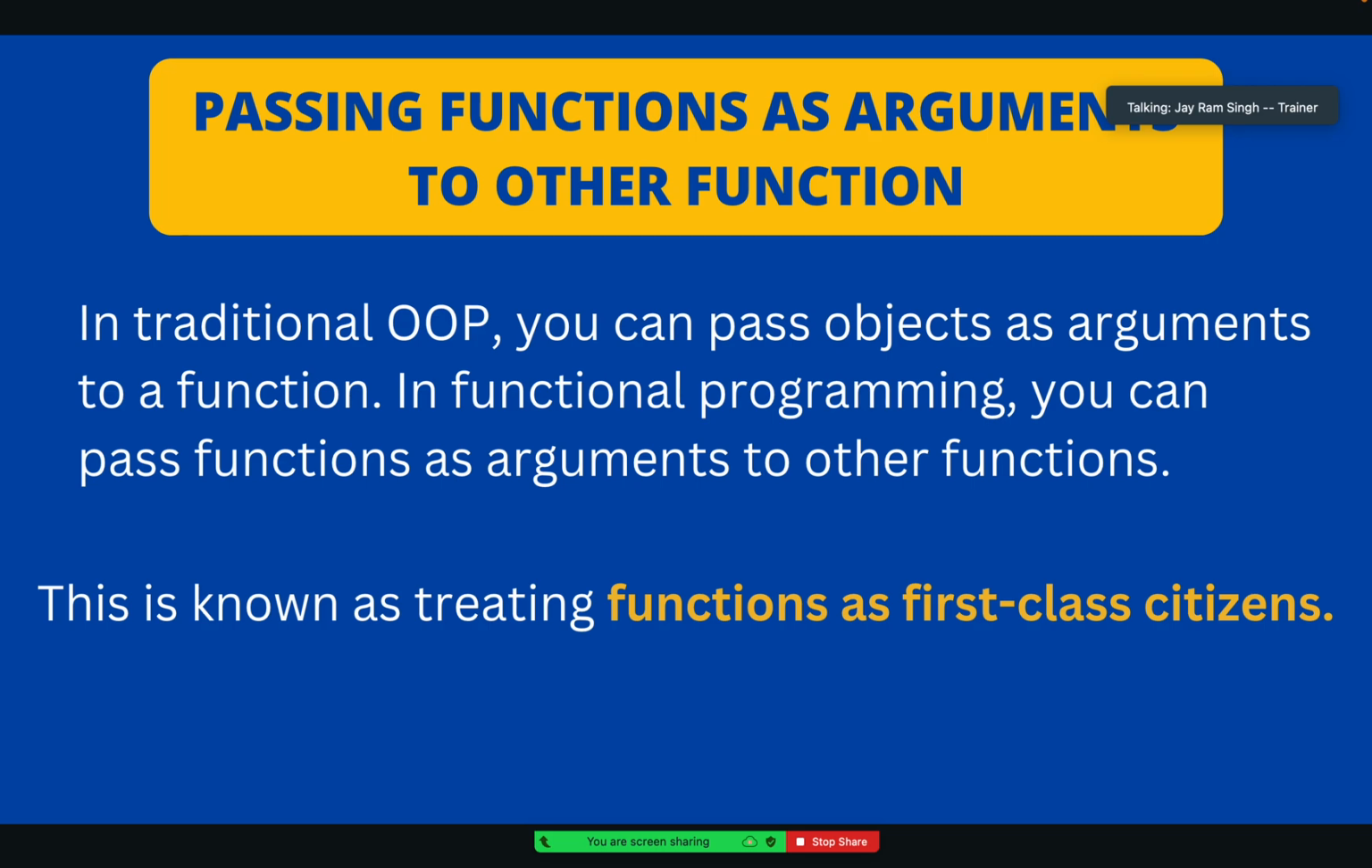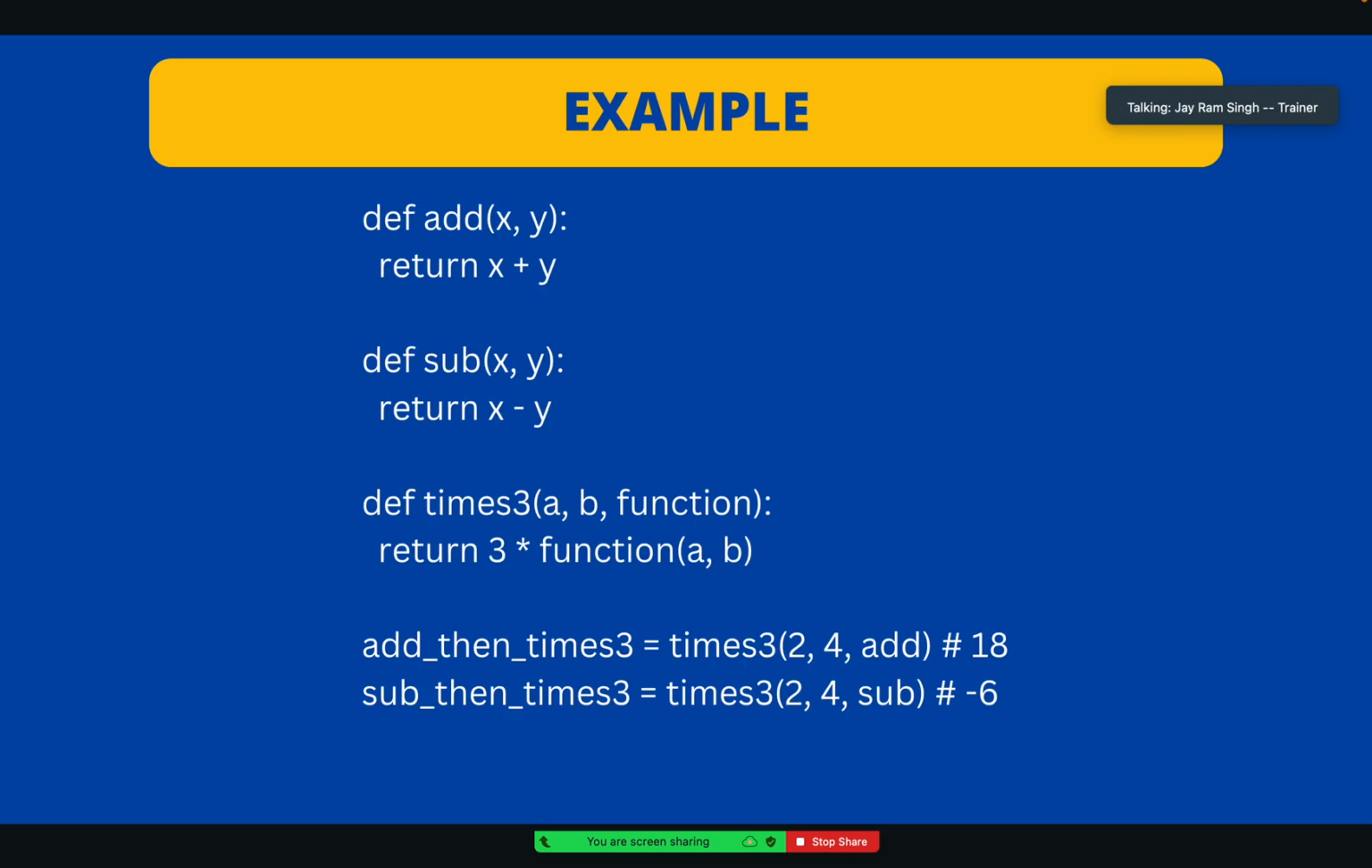Now, passing a function as an argument to another function. This is sometimes also known as function as a first class citizen. It means that when you write a program in functional programming, you can pass a function as an argument to another function. Right? How? See an example here. I have two functions here. One is doing add x comma y, return x plus y. Subtraction I am doing x comma y, return x minus y.